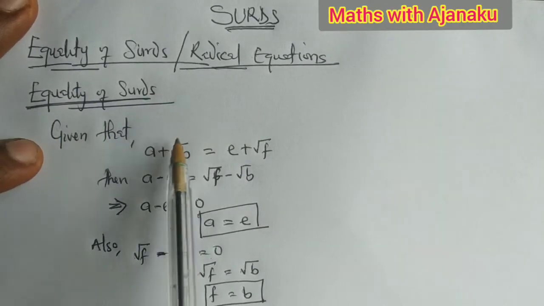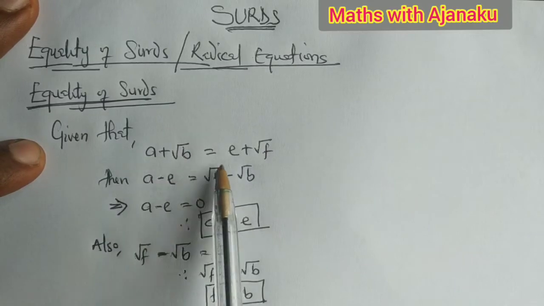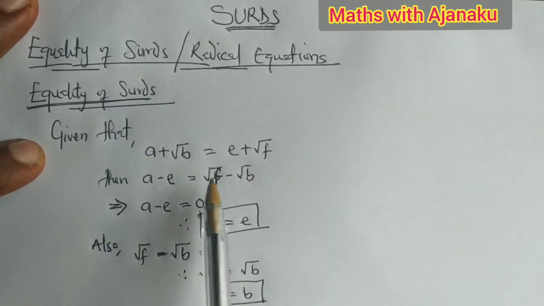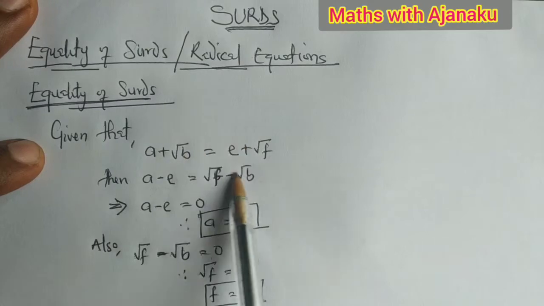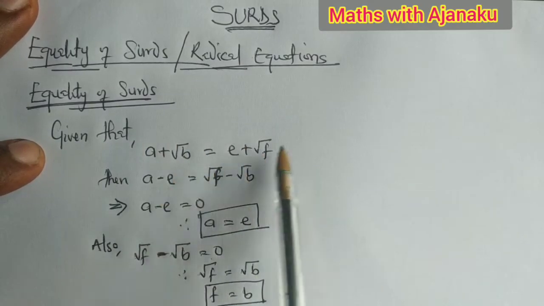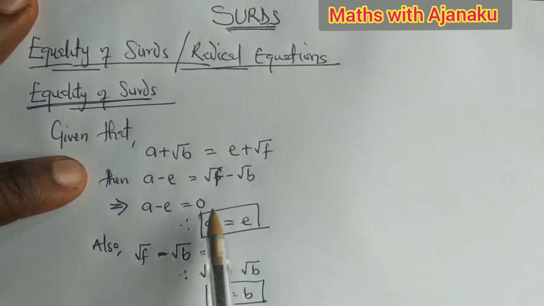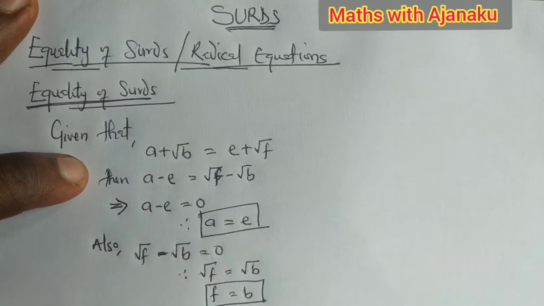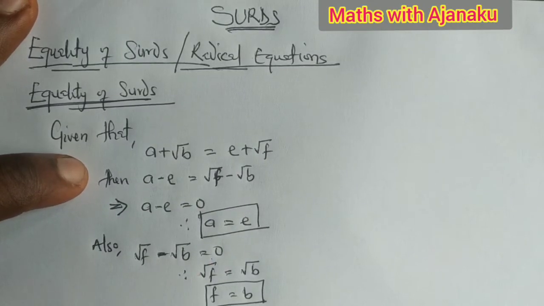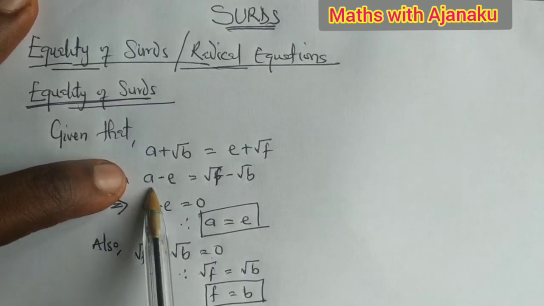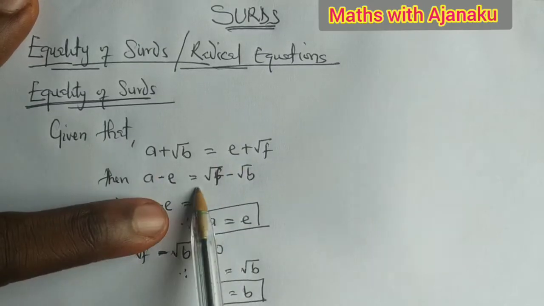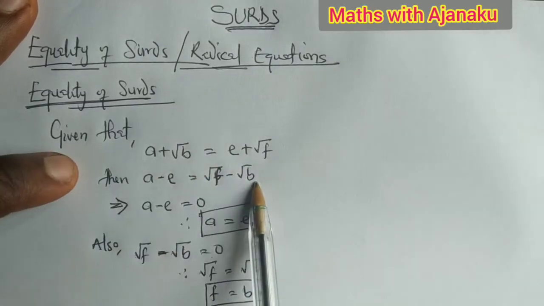On equality of surds, given that a plus root b is equal to e plus root f, it is obvious that they are both rational statements. Now we are saying they are both equal. To deal with that, let's collect like terms, collecting rational together and irrational together. So this becomes a minus e equal to root f minus root b.